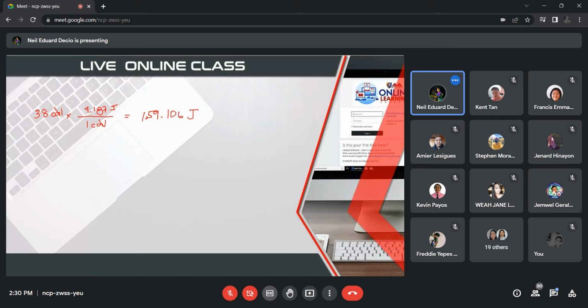No, yung unit natin. Okay, so we have successfully converted calories to joules. So 38 calories is approximately equal to 159.106 joules. Okay na for energy conversion? So importante, you get the idea on the conversion. You know how to convert from one unit to another.